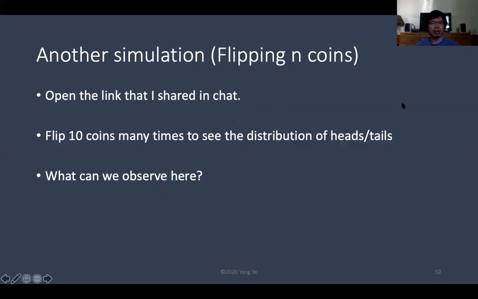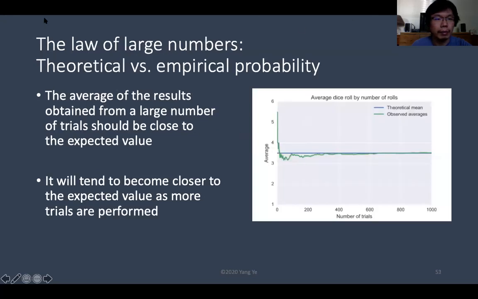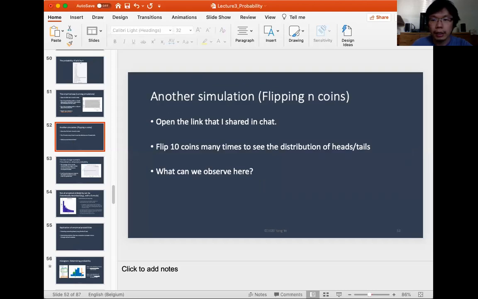There's another interesting simulation that can help us understand probability a little bit better. There's a simulation called flipping coins, which I really like. Let me just share that with you. There's another link for that. So there's another link called coin flip simulation. Here you go, in the chat, there's a link called coin flip simulation that probably requires you to click something to go into the website, okay?